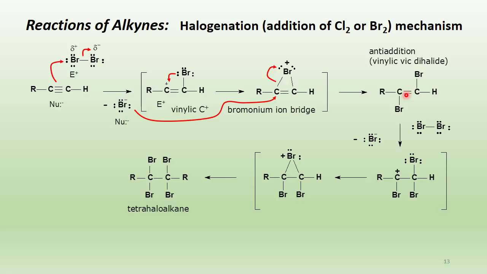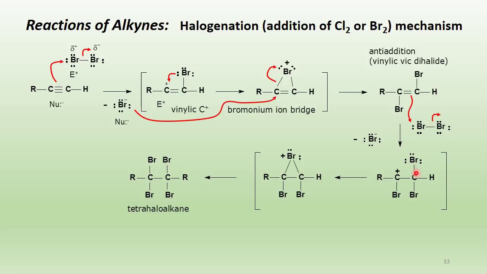What happens with the second molecule of bromine? Well, the same process again. The pi bond, the alkene pi bond, will donate to the bromine. A bromine atom leaves as bromide. The bromine adds to the less substituted carbon, producing the more stable carbocation.